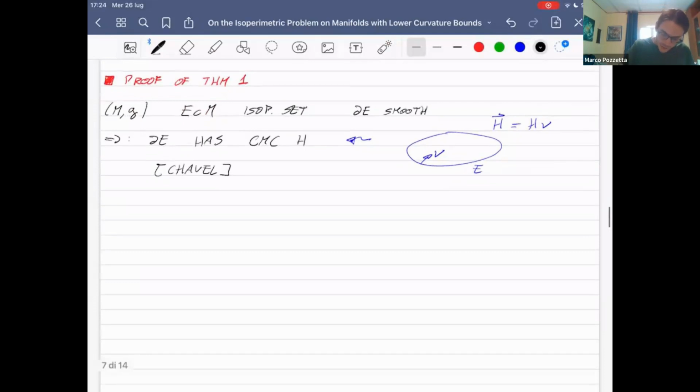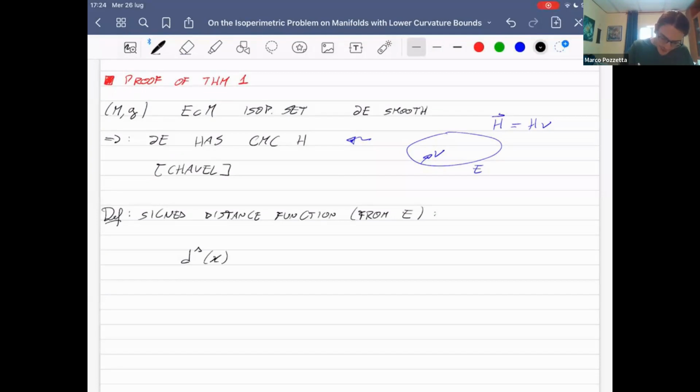Now, I want to define an important function that is going to play a crucial role. It is called the signed distance function. It is the following function. I'm going to call it d_s, and it is the signed distance function from, it is understood, the set E. I am fixing my isoperimetric set E.